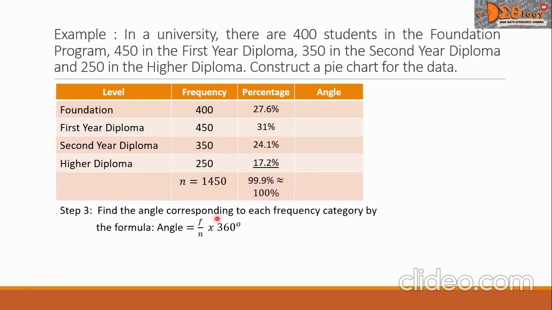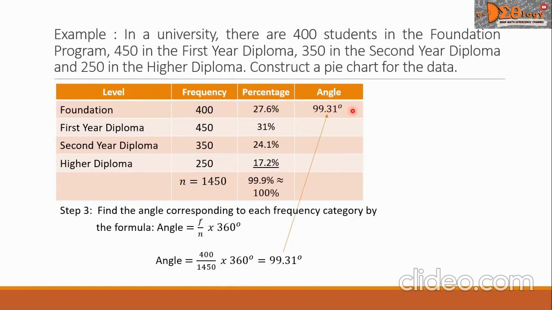Find the angle corresponding to each frequency category by the formula angle equals F over N times 360 degrees. Let's begin with the first blank here. It means, again, I'm going to use the frequency value and then divide by the N 1450 times 360 degrees. This is equal to 99.31 degrees. This value we will copy on this blank.